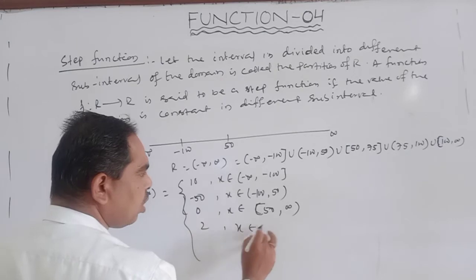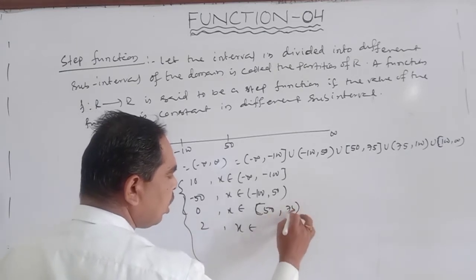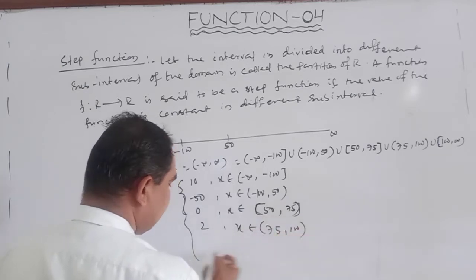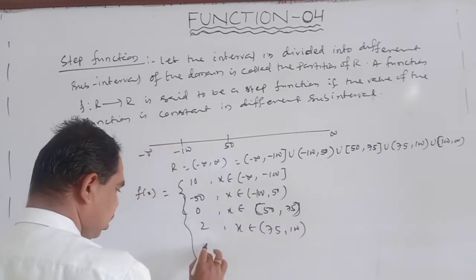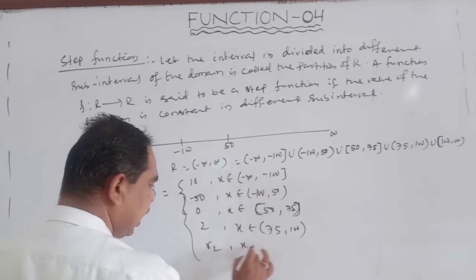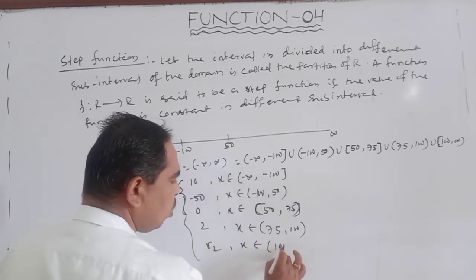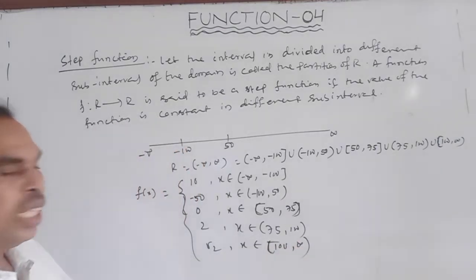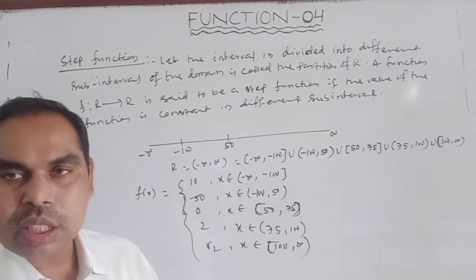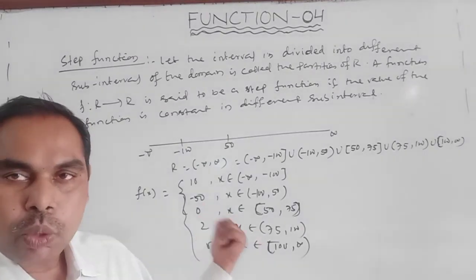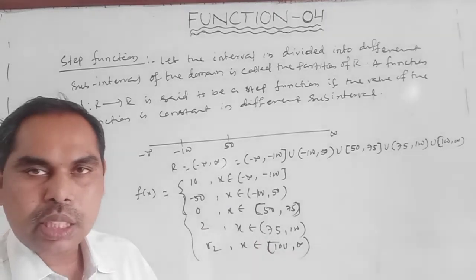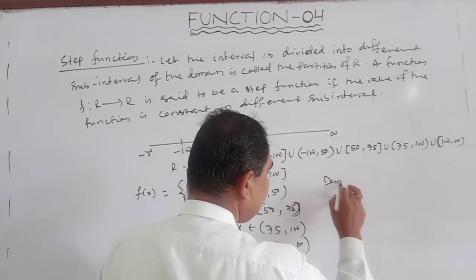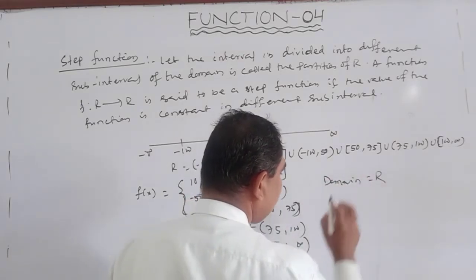2 when x belongs to 75 to 100, and root 2 when x belongs to 100 to infinity. Okay. So in different sub intervals of the set R, the value of the function is constant. So domain is equal to the set of real numbers R.